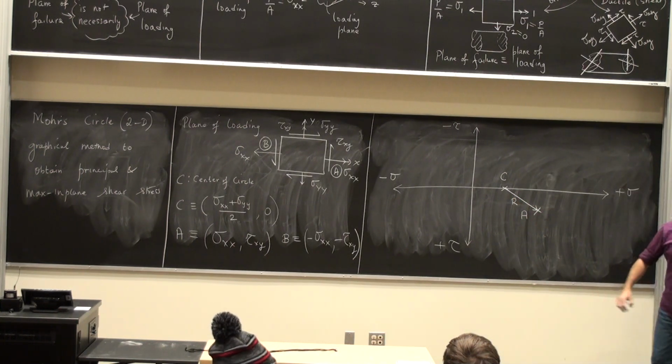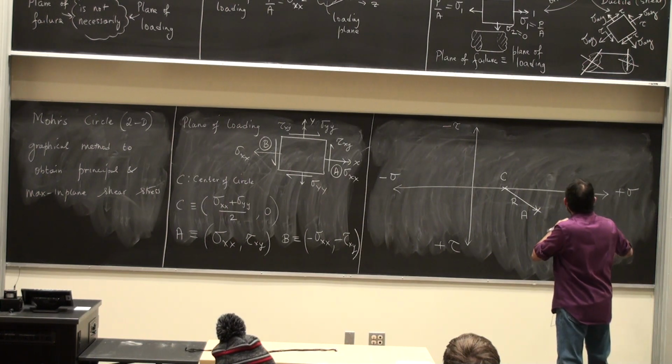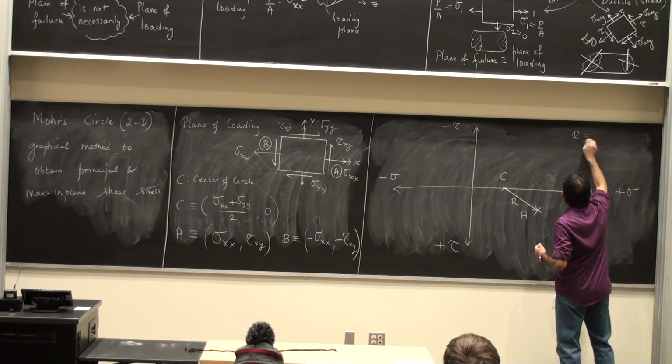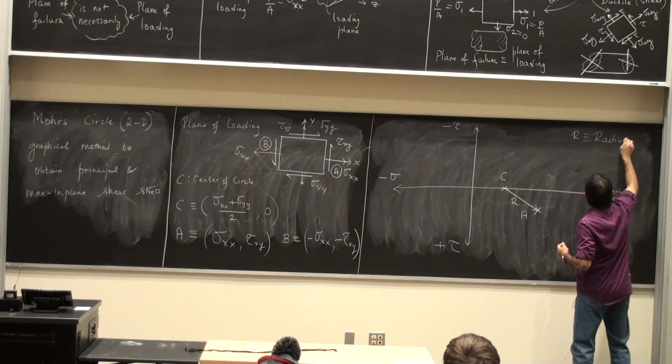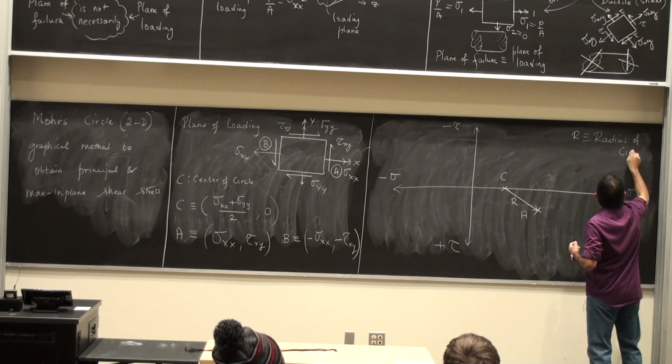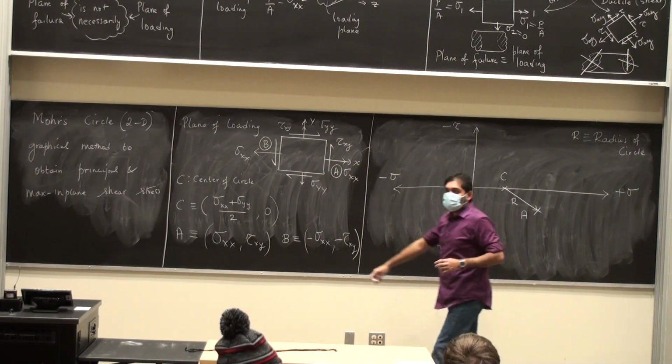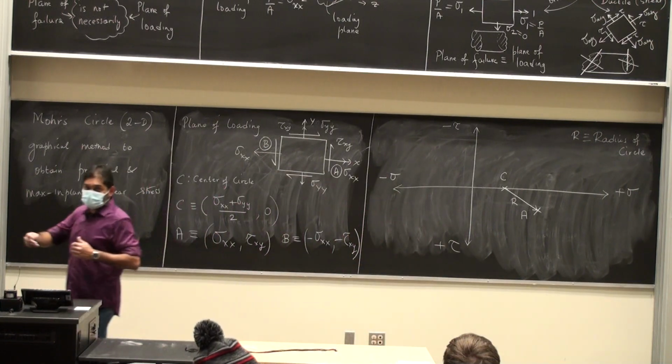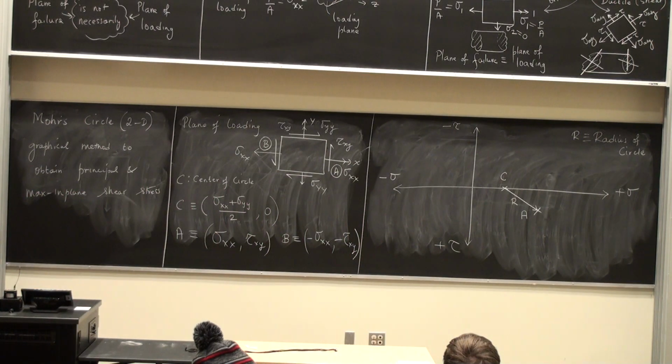This is the radius of the circle. Okay, so I'm going to write it somewhere here. So R. How do I calculate the radius if I know the coordinates of 2 points? Square root of the sum of the squares, the Euclidean norm. Okay, I'm going to get rid of this panel here.